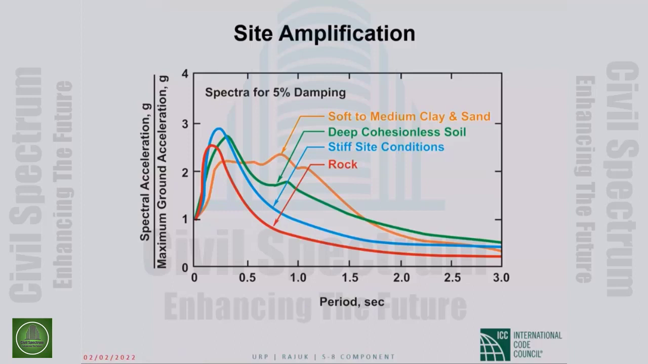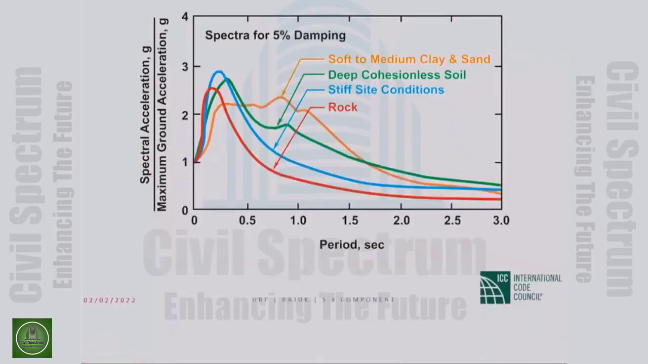So spectral acceleration, think of it as maximum acceleration of elastic single degree of freedom systems with varying periods. And we will refine that on a subsequent occasion. Anyway, the figure shows very conclusively that from rock to stiff soil, there is an amplification, like the accelerations are higher as you go from stiff site conditions to deep cohesionless soil. The amplification is even higher. And look at real soft soil. The accelerations have increased by a factor of three or so. So there is amplification of, in this case, acceleration at a site because of soft soils.